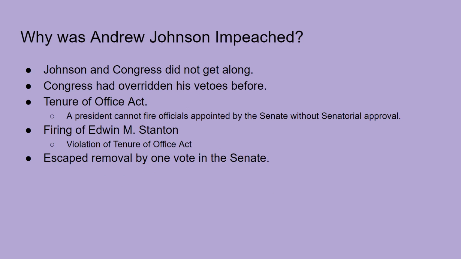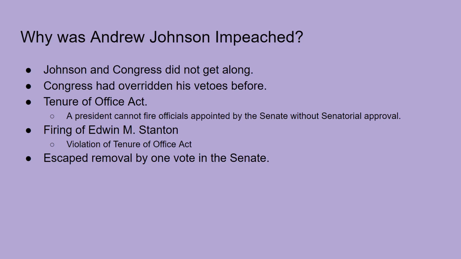So this begs the question of the first U.S. president impeached. How was Andrew Johnson impeached? Or why was Andrew Johnson impeached, actually? Johnson and Congress did not get along at all. I've mentioned this in my previous Reconstruction videos. I'll link to them in the top right and in the description. Congress had overridden several of his vetoes, and by 1868, that's when he was impeached.